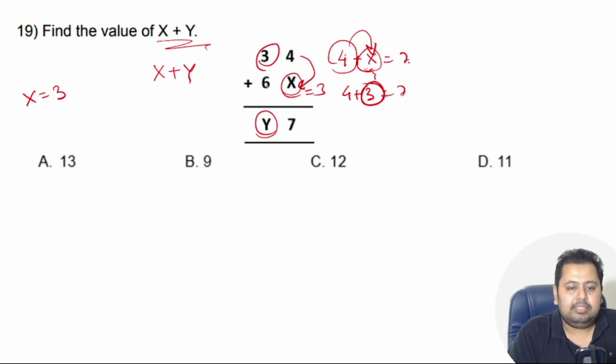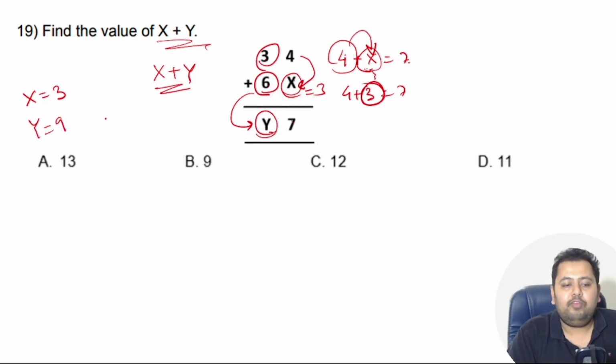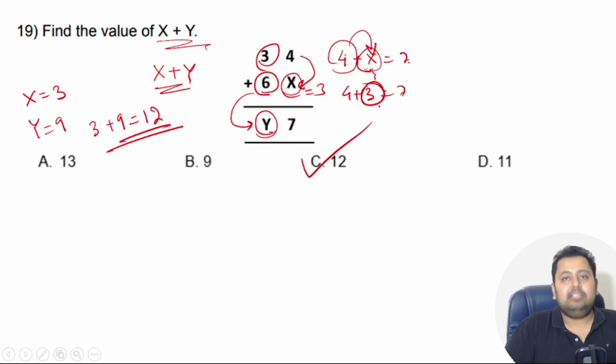Now 3 plus 6 is equal to y. So 6 plus 3 is what? 9. So y is nothing but 9. So x plus y will be how much? 3 plus 9, if you add, we'll get 12. Option number C is the correct answer. I hope you have got it correct.